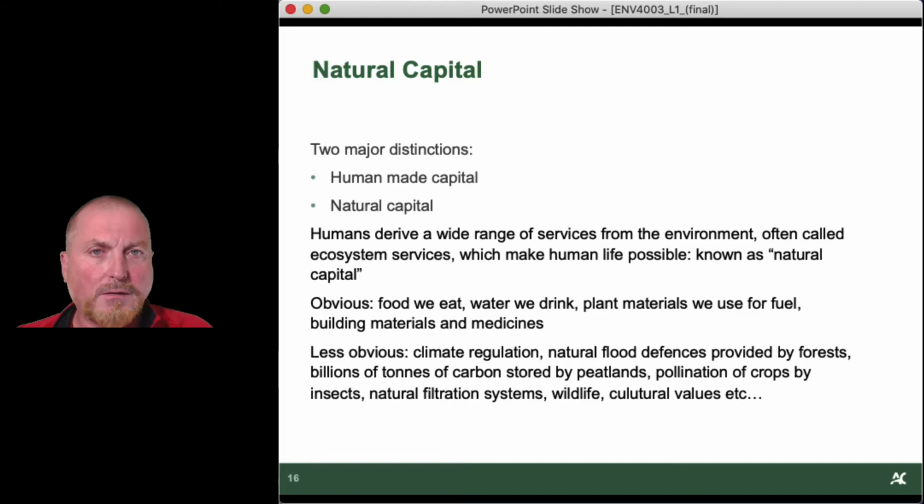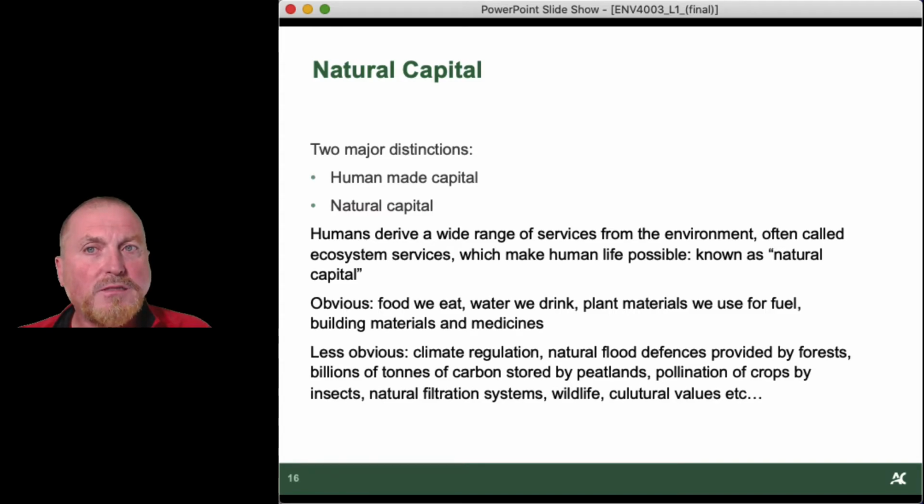So natural capital. Let's look at some of the other key concepts that you need to be aware of. Natural capital. Two major distinctions out there, right? Human-made capital and natural capital. Okay? It's important. Both are really obviously relevant to the environment, okay? Because how we build human-made capital has environmental impacts, right? How fast we deplete natural capital has very significant impacts for sustainability, all right?